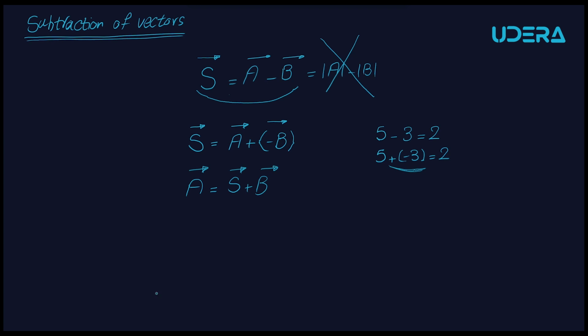So simply, if this is S and this is B, their sum will be a vector that connects the tail of the first vector to the tip of the second vector because it follows the triangle law of addition. So A is the resultant vector of the addition between S and B.